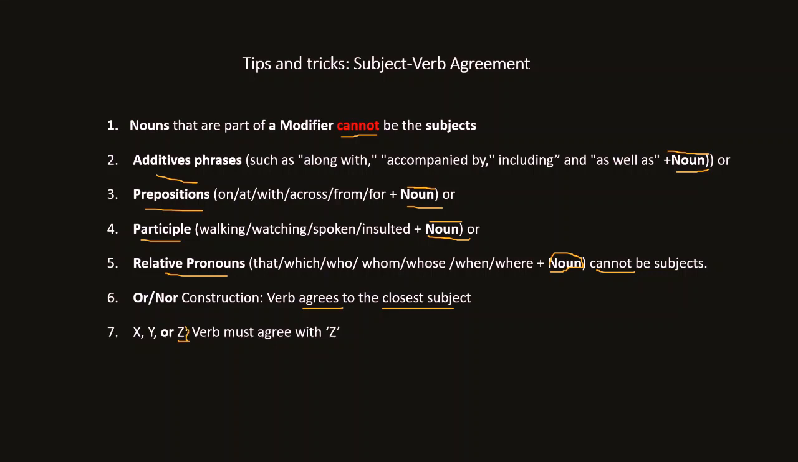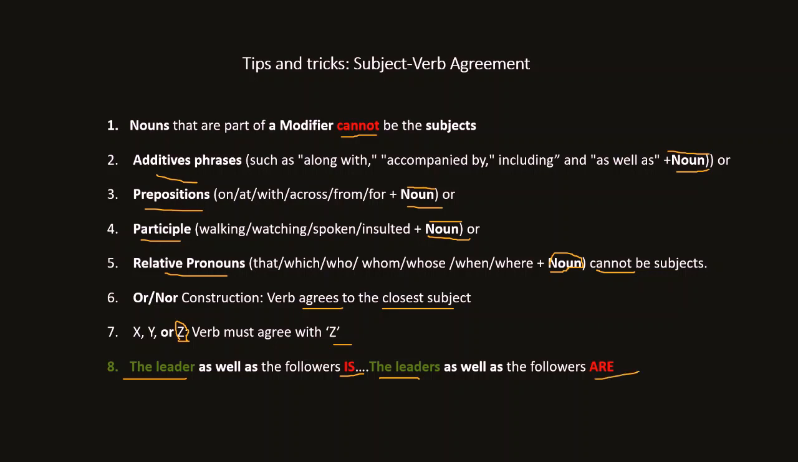In this case, as well as the followers is the additive phrase. After I ignore the additive phrase, the noun, the leader or the leaders, remains, and that would be the subject. Tip number 9. We use singular verbs with none, any, either and neither.